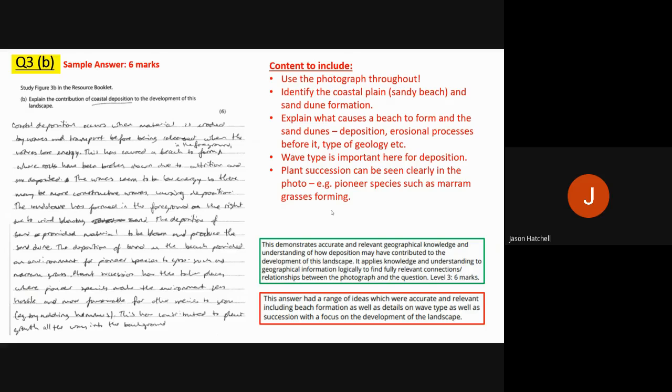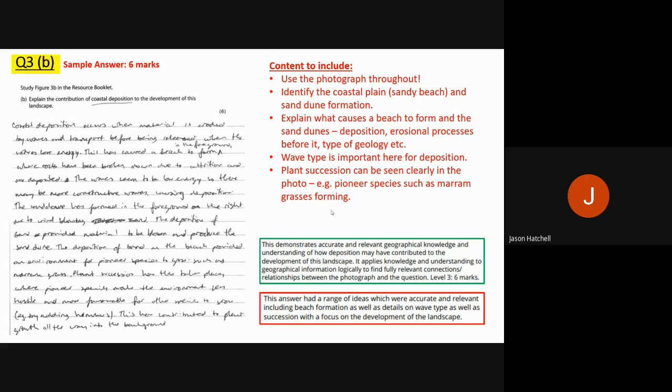So, content to include in a list for you to redo this answer. Use the photograph again throughout. Make sure you refer to it. That's where your answer is. Identify that it's a coastal plain, a sandy beach, and that sand dune formation is happening. Explain what causes the beach to form. So it's deposition from erosional processes, type of rock. So it might be a limestone that's broken down really, really easily into sand. Mention the wave type. That's important for deposition. Constructive waves deposit lots of material.